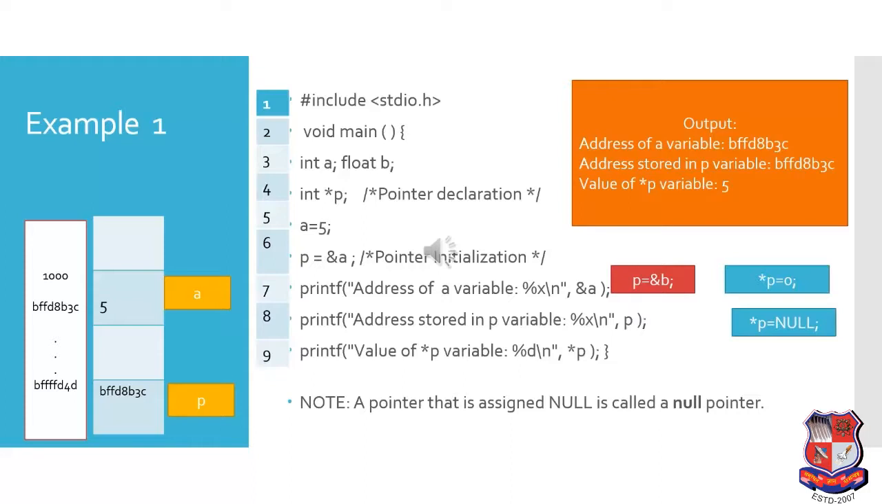Now, what if I am writing P equal to 0 or NULL? These are valid C statements and such pointers are known as null pointers. If at the beginning the pointer is assigned a null value, we normally call such pointers null pointers. Later on, we can initialize the pointer with some other valid address according to the implementation.